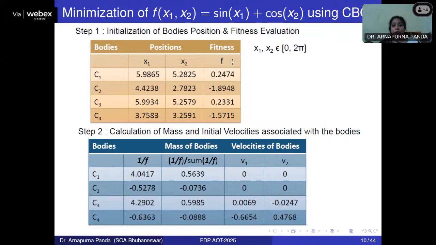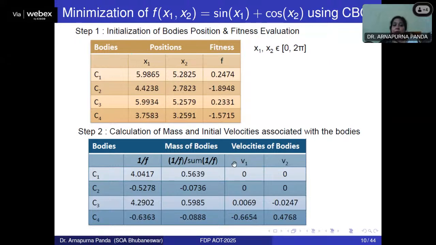We have to find the fitness value of all the bodies using this equation, f(x1, x2) is equal to sin x1 plus cos x2. Using this equation you have to calculate the fitness value. Using the fitness value, you have to calculate 1 by f, and then the mass of the body, that is 1 by f divided by the sum of 1 by f.